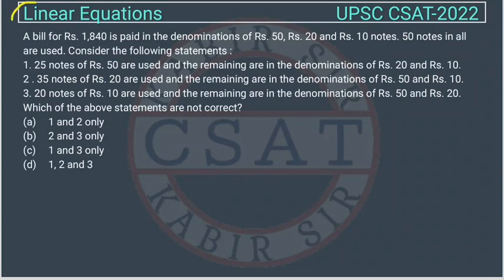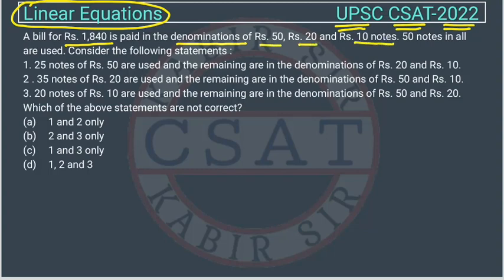This is a question from the chapter linear equation asked by UPSC in their CSAT paper of 2022. A bill for rupees 1840 is paid in the denomination of rupees 50, 20 and 10 notes. 50 notes in all are used. So total how many notes are used? Total 50 notes are used.